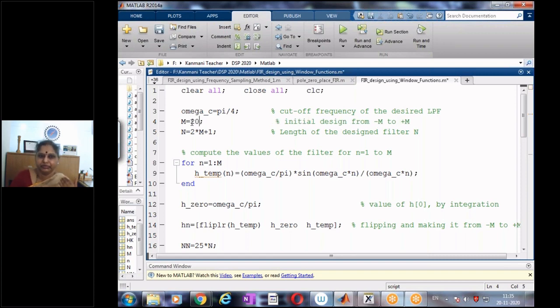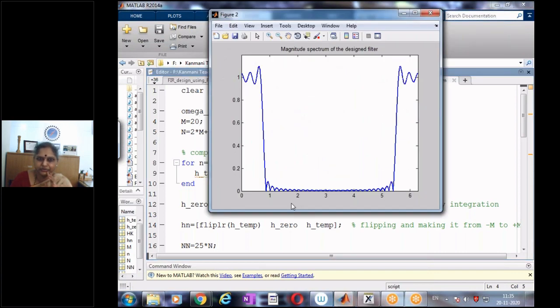I'm going to make my number of terms 20, so I'll have a filter of length 41. Let me run it. Now this is my magnitude spectrum of the filter. I see it's become even narrower. The transition band has decreased in width, and I have a better representation, and I still have the ripples.